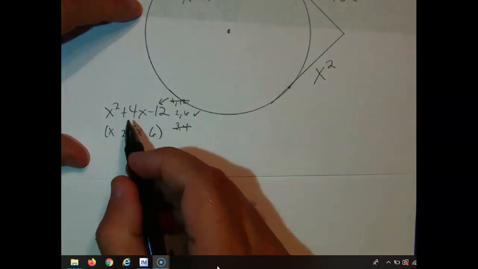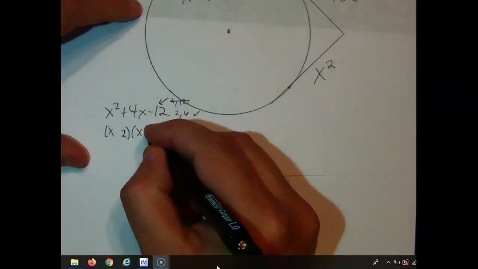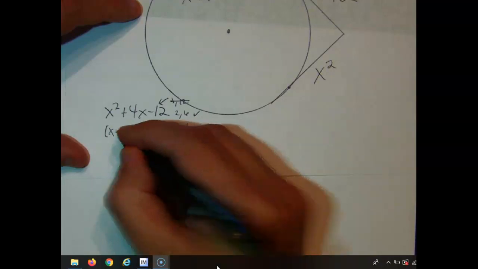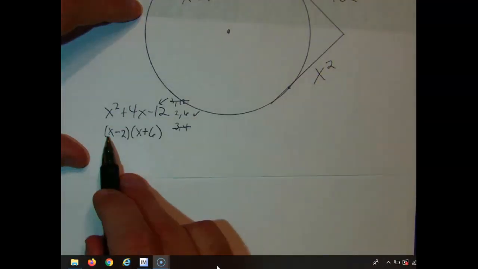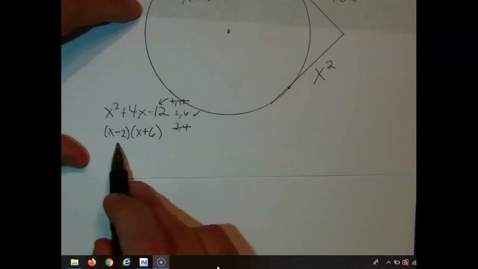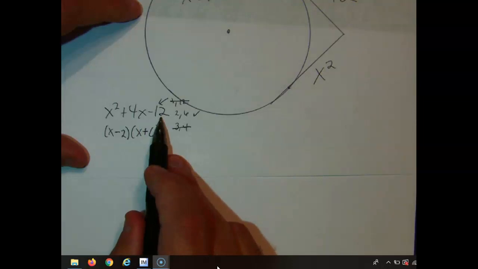Now, if this was a negative, then it would be different. So this is a positive 6 minus 2. Now, when you FOIL this, you get x squared, 6x, 6x minus 2x is 4x, and negative 2 times 6 is negative 12.